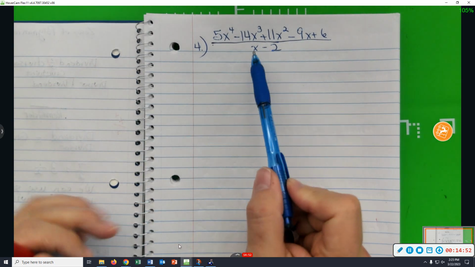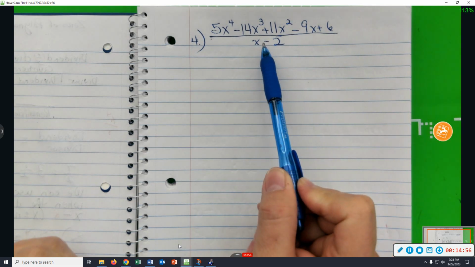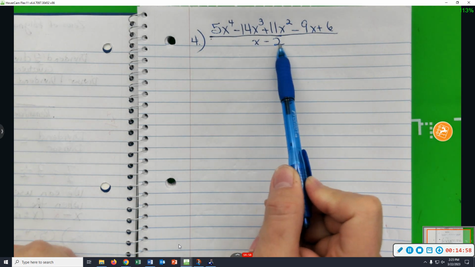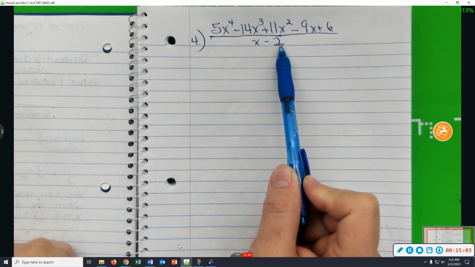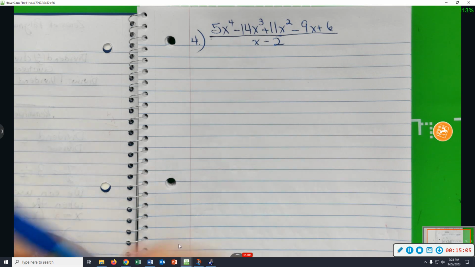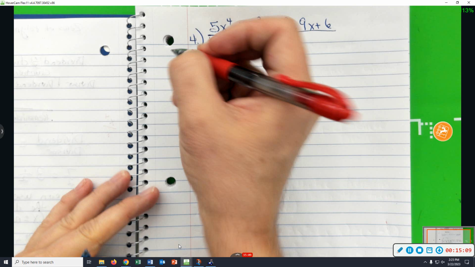Realize the denominator, when the division is written as a fraction, is the divisor. This is in the form we need. It's a variable plus or minus a number. So this is an acceptable form for synthetic division. What will be my k value?